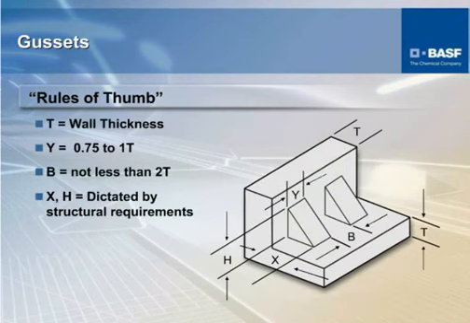Gusset design, and again, rules of thumb. Basically, it's just showing that the thickness of your gusset should be 75%, even up to 100%. And again, you could probably relate that back to a little bit of torsion versus bending. And then the spacing should not be less than 2T, so you definitely want some spacing in there.